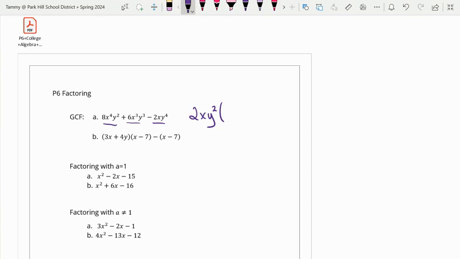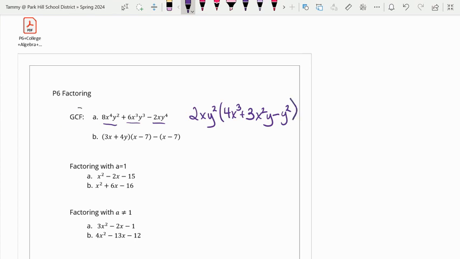So taking 8 divided by 2, I get a 4. I have an x to the fourth divided by x gives me x to the third. Y squared divided by y squared is gone. I take 6 divided by 2, I get plus 3. I have x to the third divided by x squared, x left over. Y to the third divided by y squared, or y. And then minus, the 2 divides out, x is gone. Y to the fourth divided by y squared is y squared. And that's all I do.